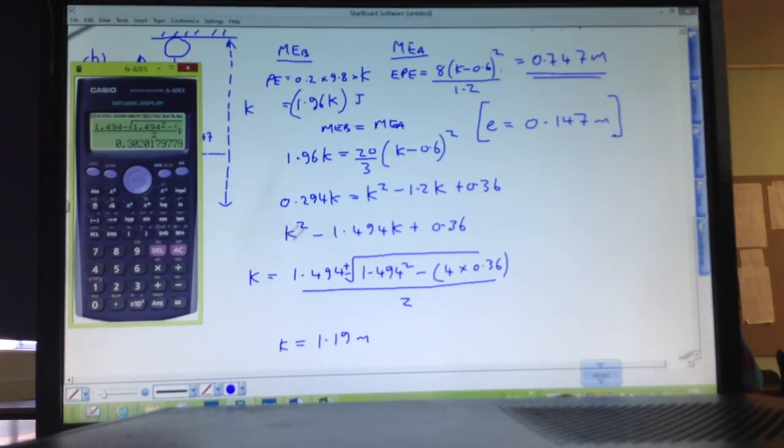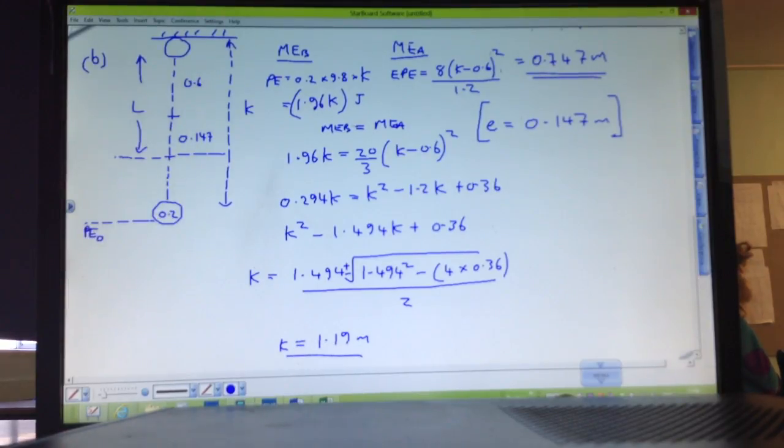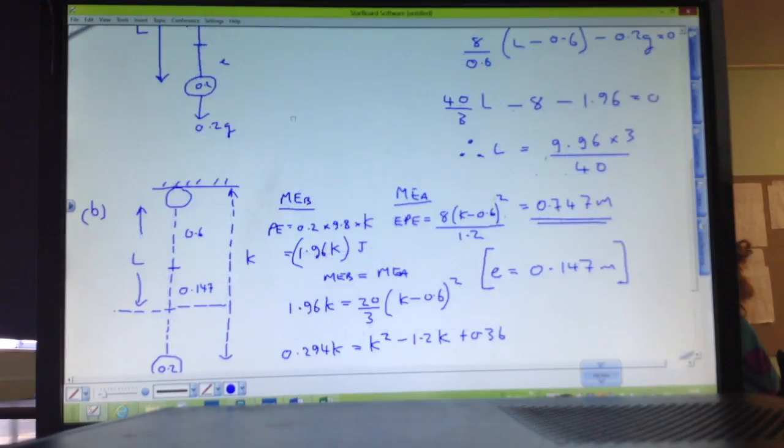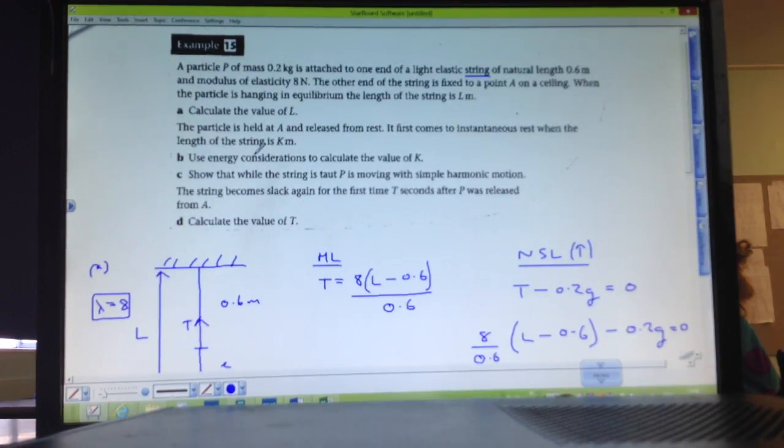Why can't that be the case? Okay, the natural length is 0.6, and you're less than that, so it's not possible. Okay, so that's the answer. Was that what we wanted? Was the value of k? Yeah, it was just k it wanted, wasn't it?